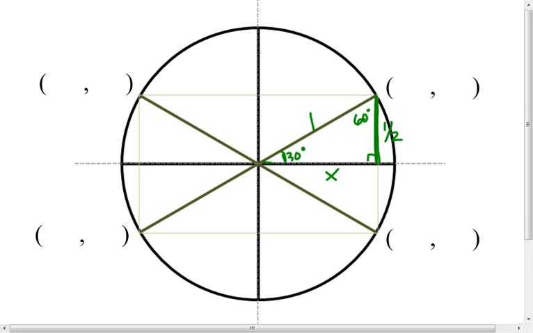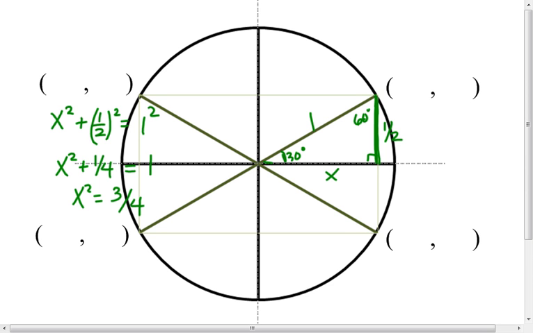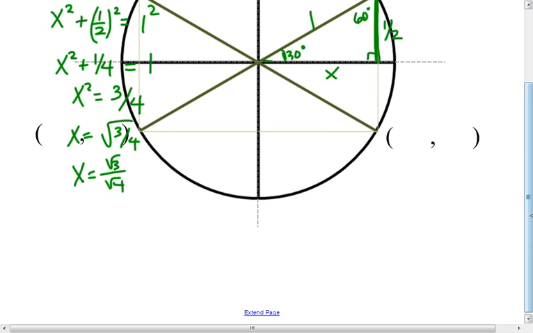Okay? So again, I'm going to do the Pythagorean theorem, and I'm going to do x squared plus 1/2 squared equals 1 squared. So x squared plus 1/4 equals 1. So x squared is 3/4. So x is the square root of 3/4. We'll just call it positive right now. Technically it should be positive or negative, but we're looking for a distance, so we're going to call it positive. When you take the square root of a fraction, you need the square root of the top over the square root of the bottom. Square root of 3 I can't simplify, but square root of 4 is obviously 2. So that distance right there is square root of 3 over 2.